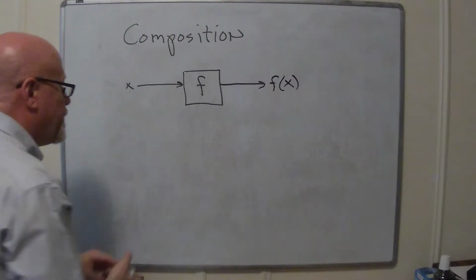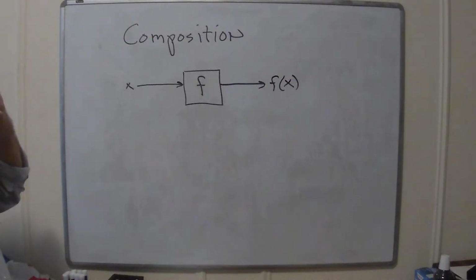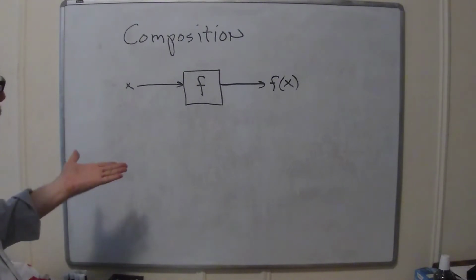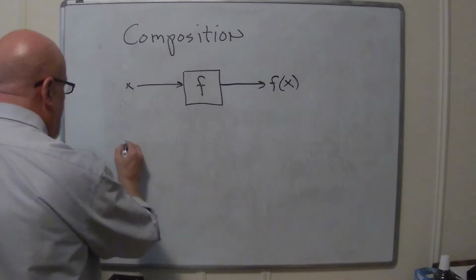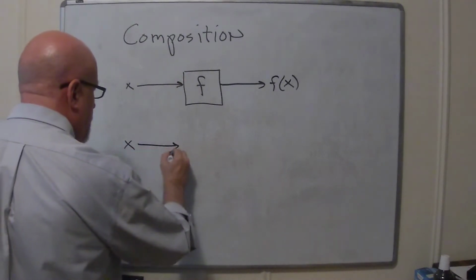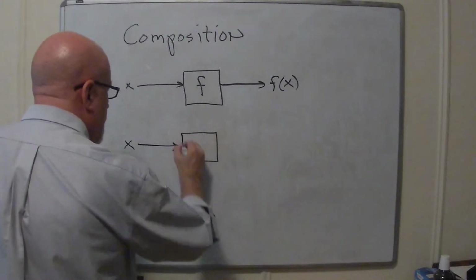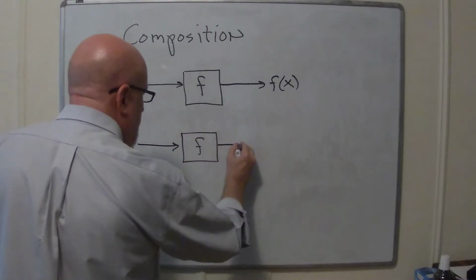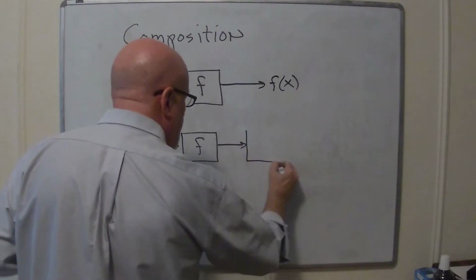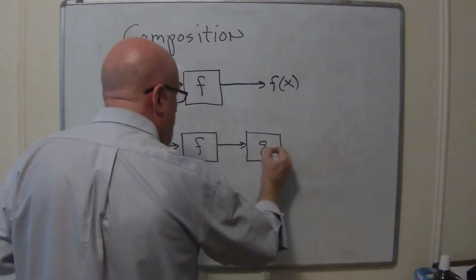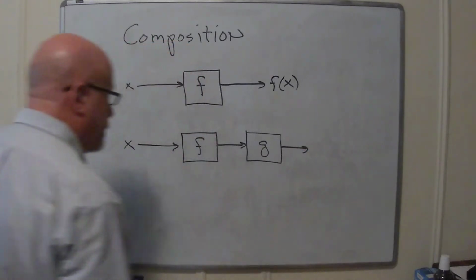This is a good way of visualizing composition, because all composition means is take two of these things and wire them together. So here's a composition. X goes into F, and something comes out, but right away, we don't even check what that value is. We feed it into another black box, and something else comes out.